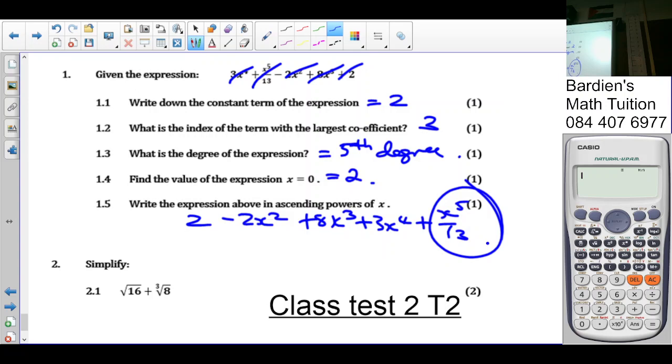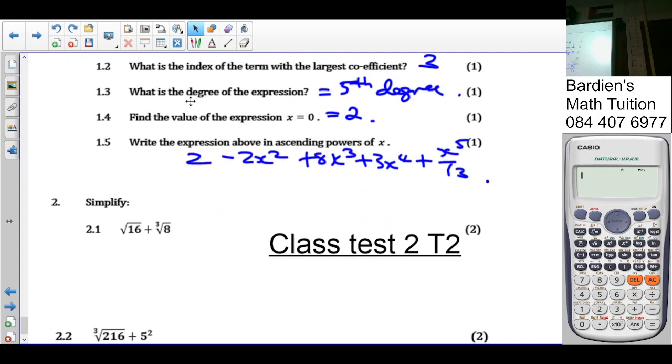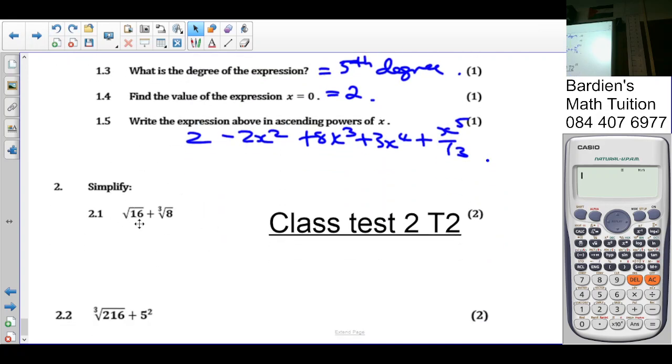1 over 30. Not so. What is the coefficient of that term? Negative 2. No? Remember that the sign is part of it. So that's that. Let's carry on.